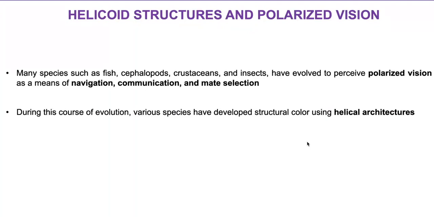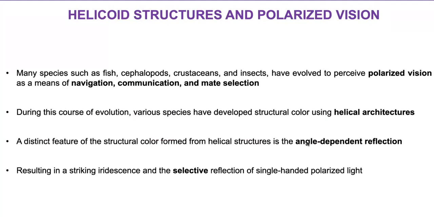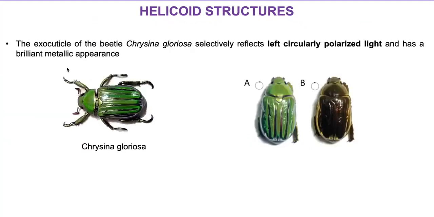This is totally a different class called helicoid structure. And the helicoid structures can form very beautiful angle-dependent reflection, and they can selectively visualize one type of polarized light. An example here is a beetle. This has a shiny metallic color, and it can selectively reflect left circularly polarized light.